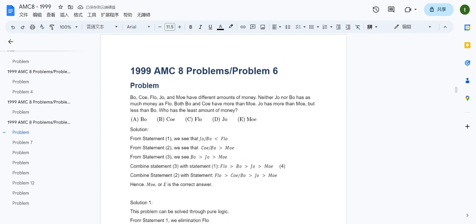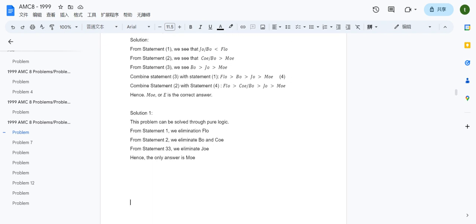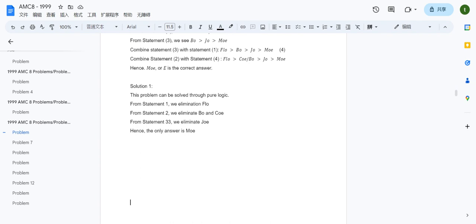bigger than Bo, bigger than Joe, bigger than Mo. We're able to get Flo is bigger than Bo, bigger than Joe, bigger than Mo. Hence, Mo, or E, is going to be the correct answer. Now let's see the problem. This problem can be solved through pure logic.